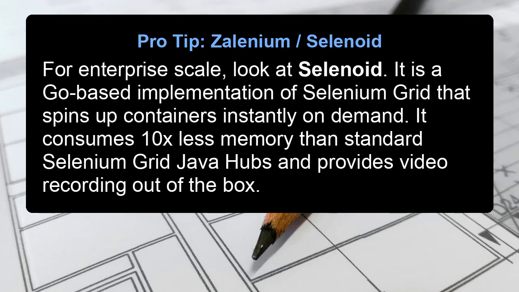Pro tip: Selenium/Selenoid. For enterprise scale, look at Selenoid. It is a Go-based implementation of Selenium Grid that spins up containers instantly on demand. It consumes 10 times less memory than standard Selenium Grid Java hubs and provides video recording out of the box.